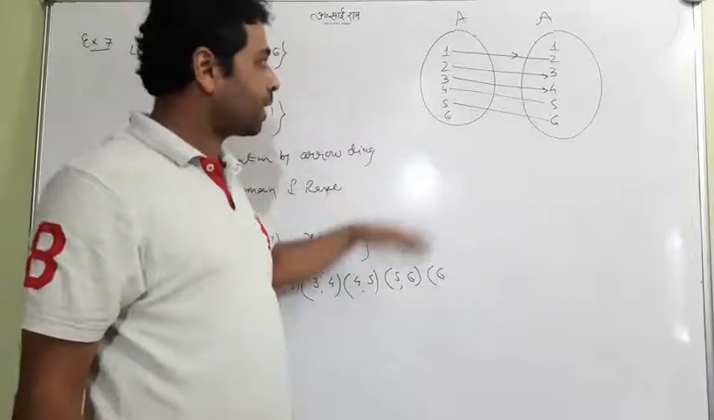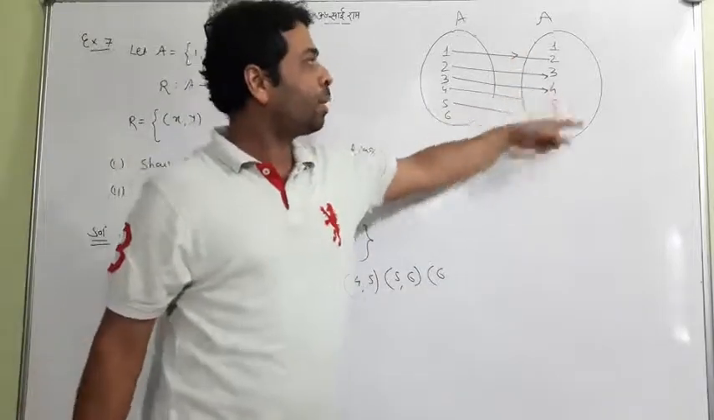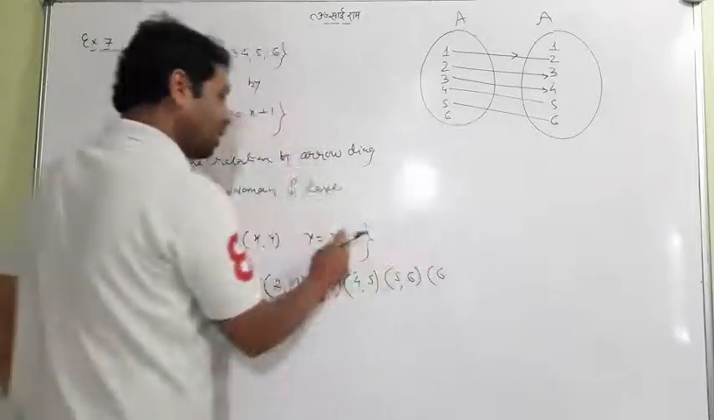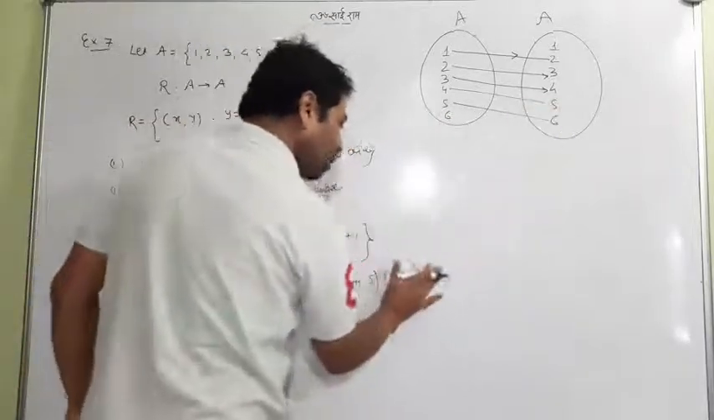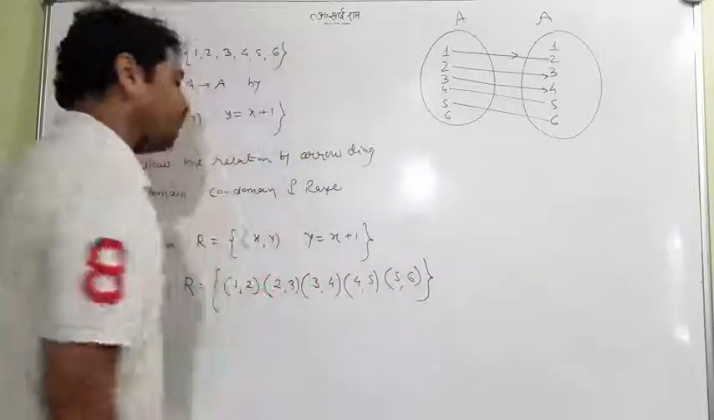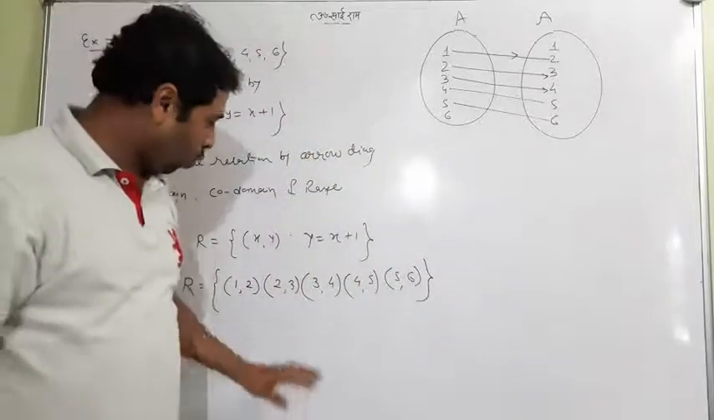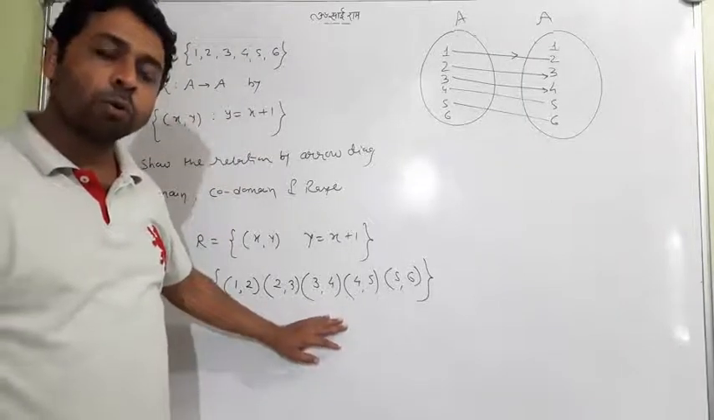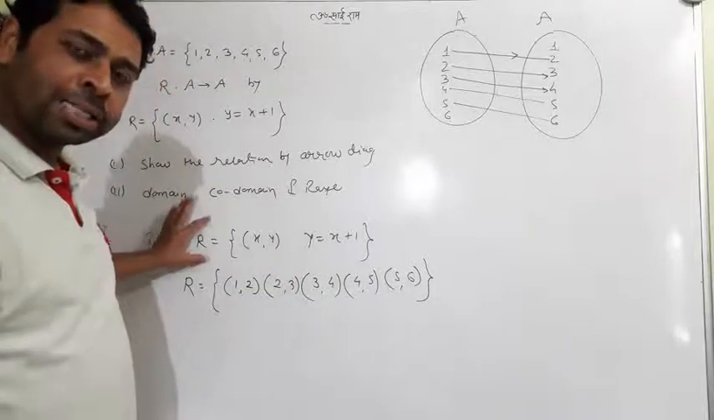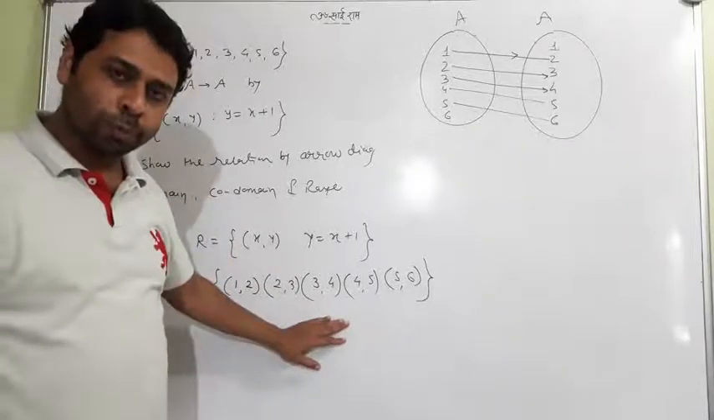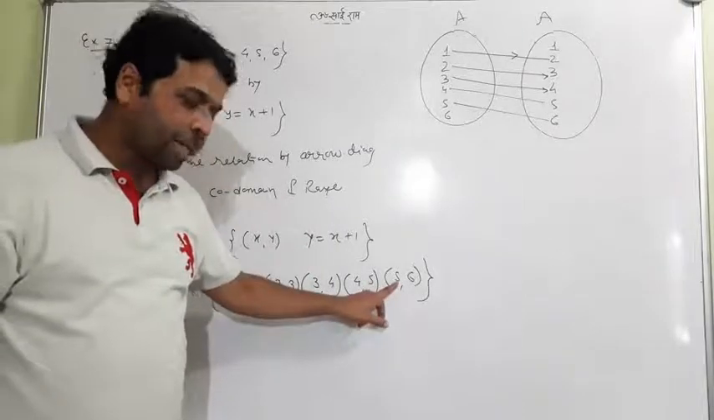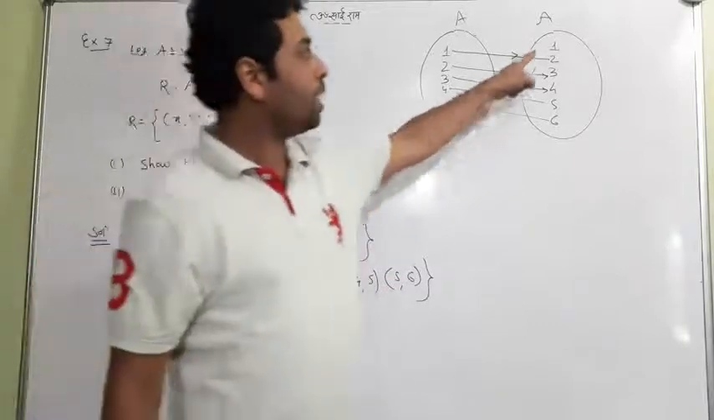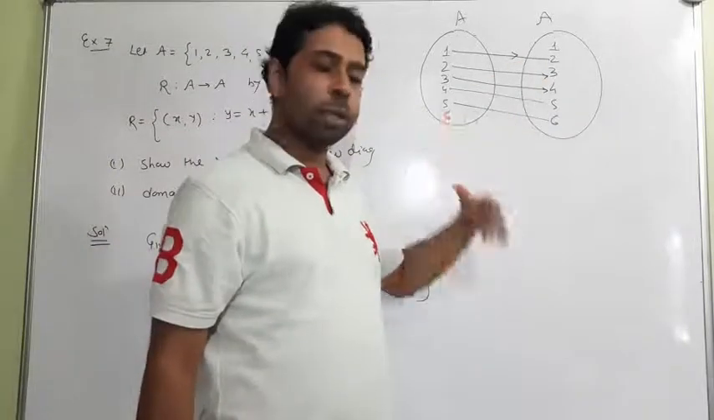There is no image of 6 in the second set, because the second set does not contain 7. The image of 6 would be 6 plus 1, 7, but 7 is not here, so I cannot take this element. This is none else than the roster form of this relation. This is the set builder form and this is the roster form. One should know that I didn't take 6 here, because if I take 6, the image of 6 will be 7, and 7 is not in the set.